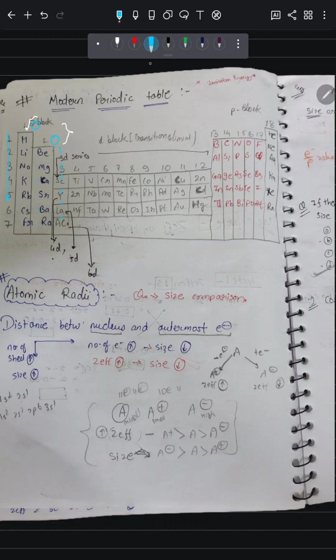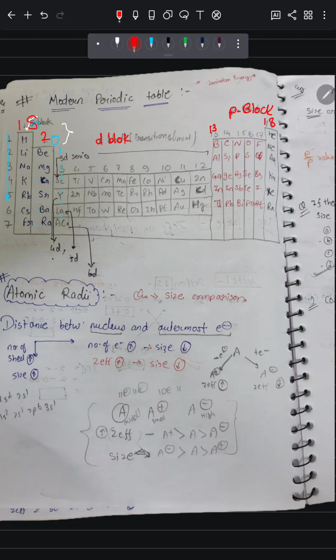First is the S block element. First column and second column come under this. After that, the P block element, from column number 13 to 18, and the D block element, which are in the middle of the periodic table.